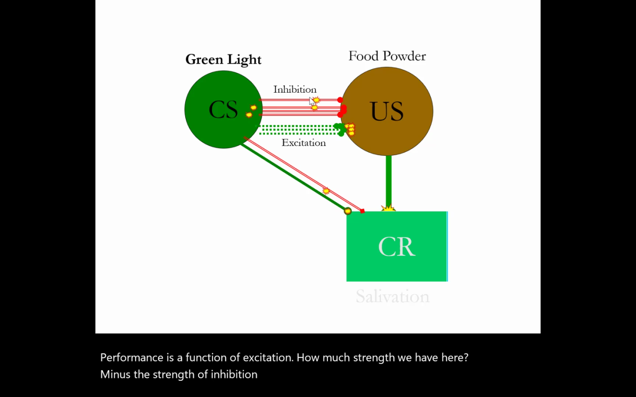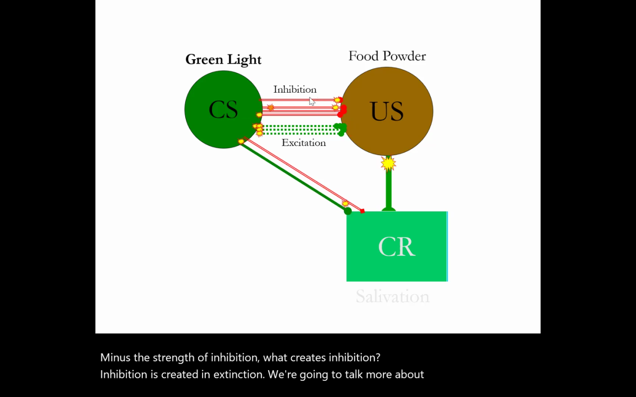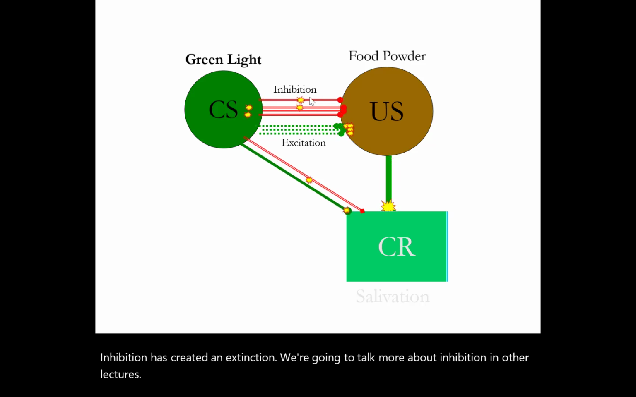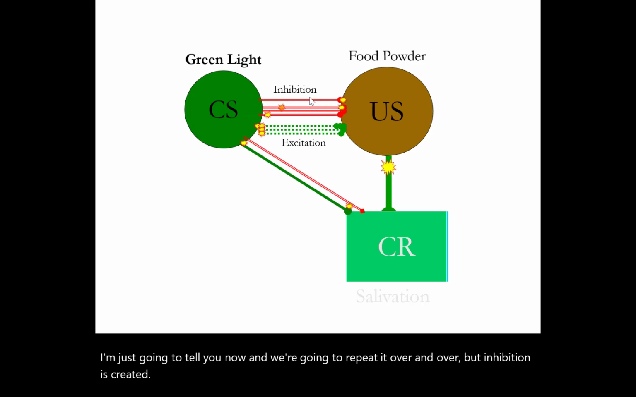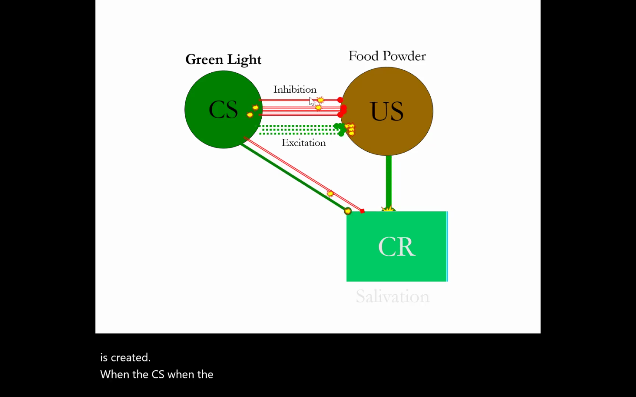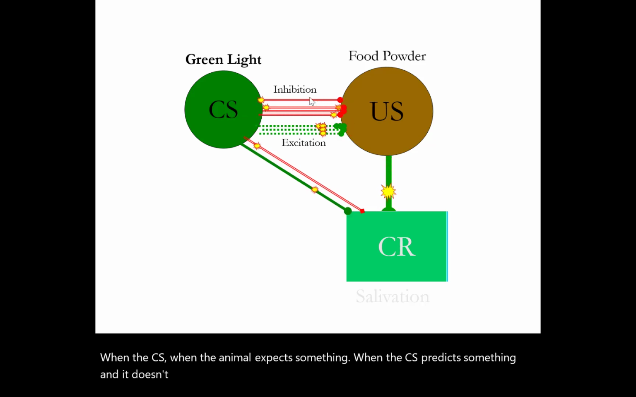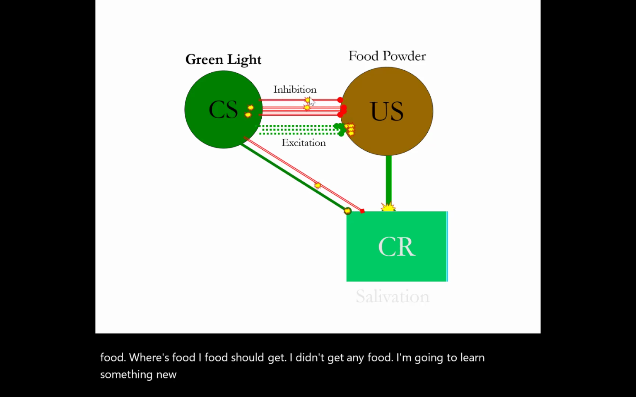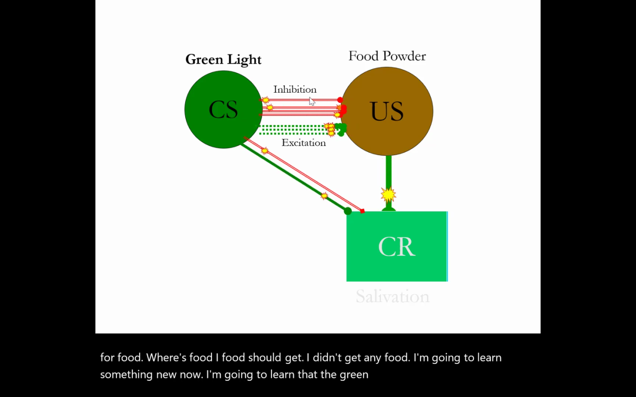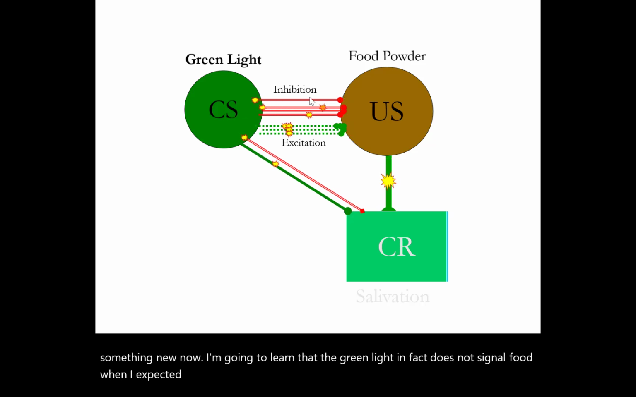What creates inhibition? Inhibition is created in extinction. We're going to talk more about inhibition in other lectures. I'm just going to tell you now, and we're going to repeat it over and over, that inhibition is created when the animal expects something, when the CS predicts something and it doesn't happen. The green light came on. The animal's looking for food. Where's food? I didn't get any food. I'm going to learn something new now. I'm going to learn that the green light, in fact, does not signal food when I expected it. That's inhibition. We have a whole lecture on inhibition.